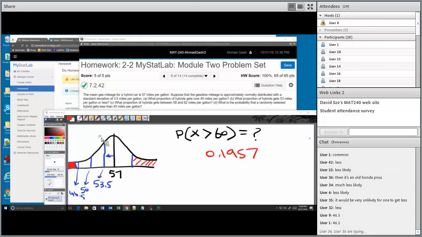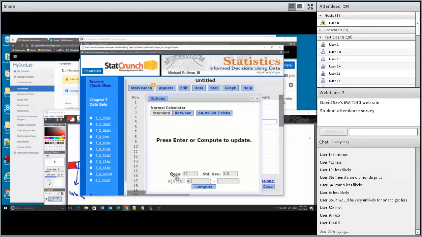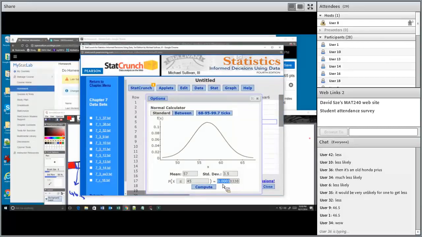So let's see what that is. I want to go back to standard, and I want less than 45. Okay, take a look at this. Look at how unlikely that is. It's almost a zero probability, right? It's 0.0003.